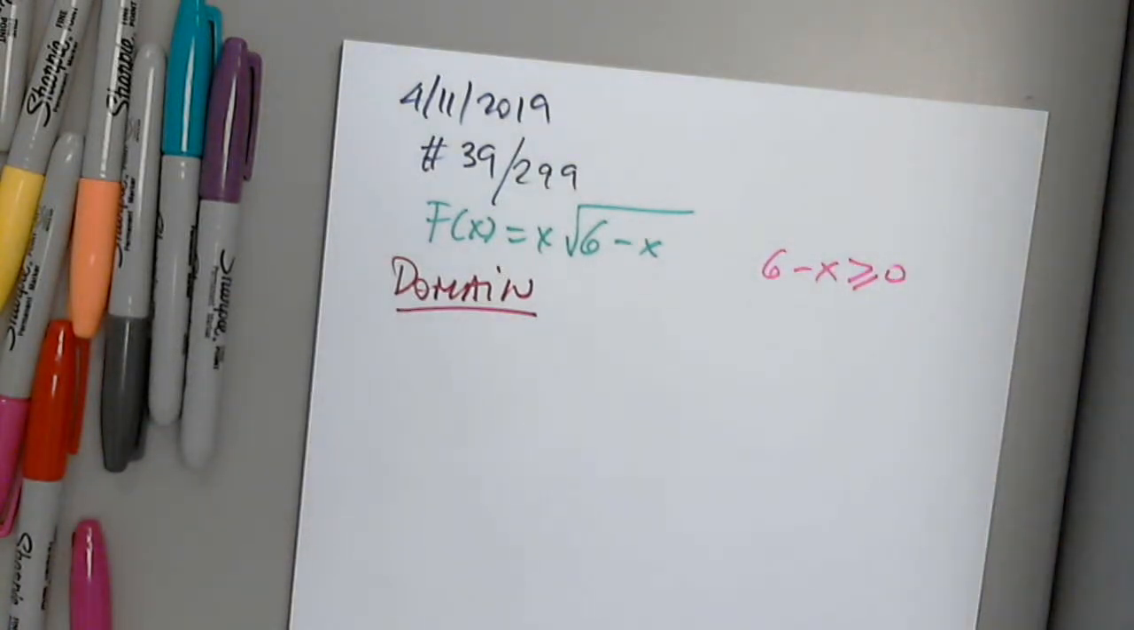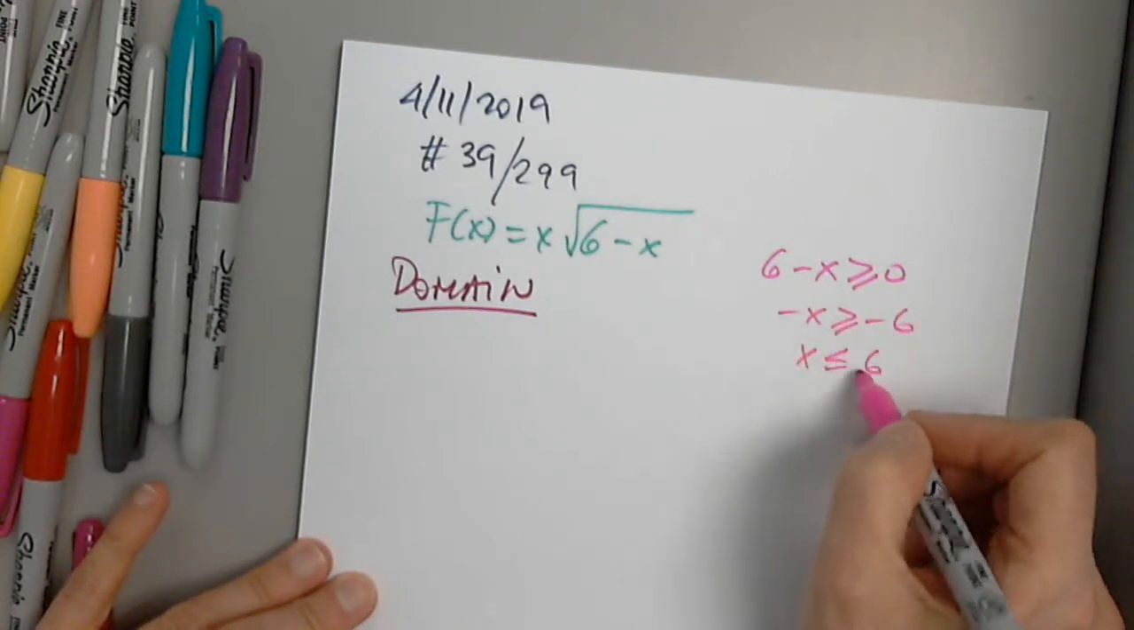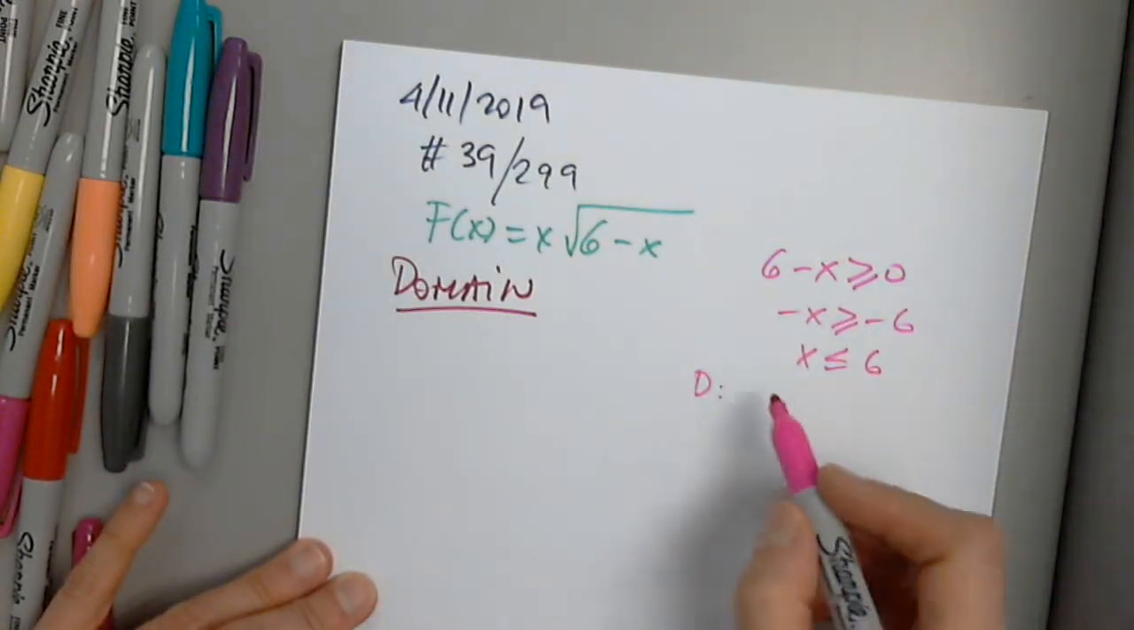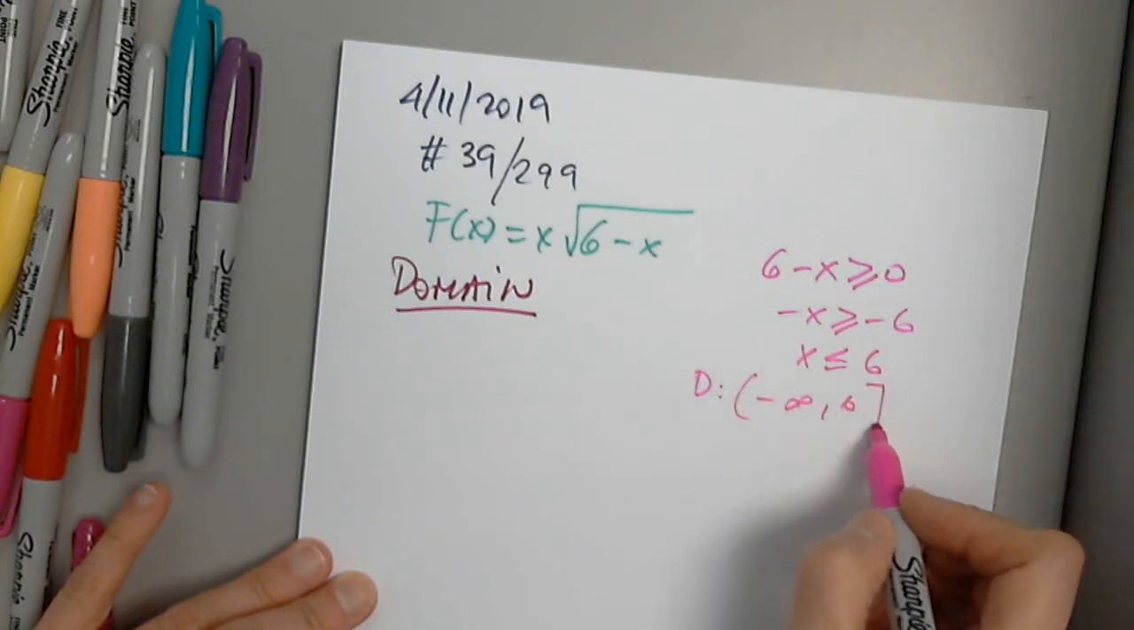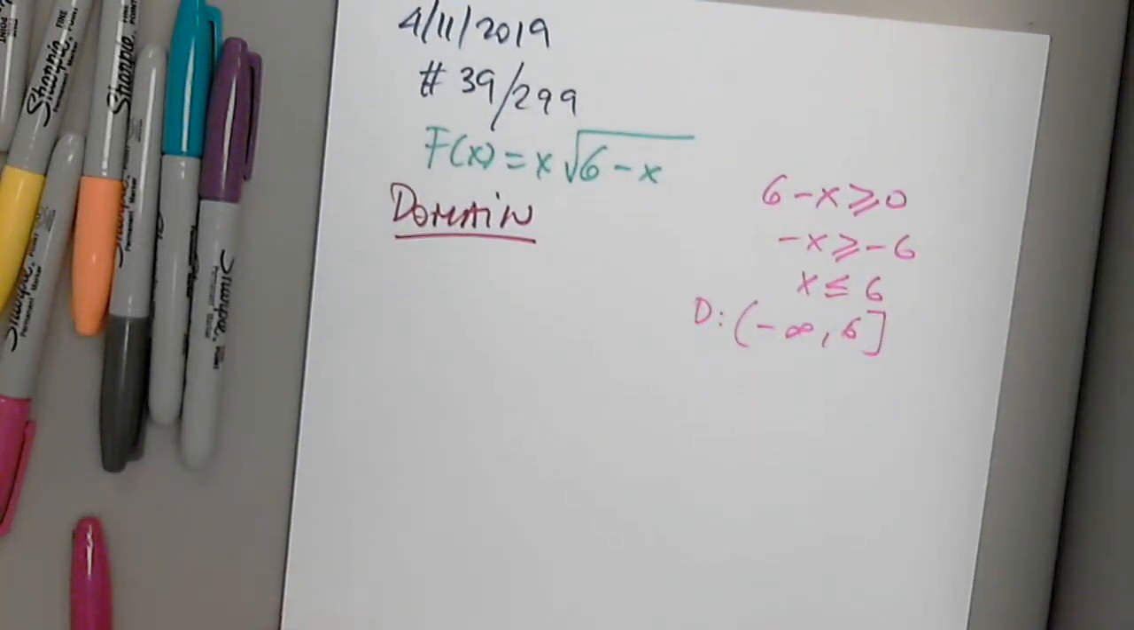Great job. Excellent. So the quantity under the square root must be greater than or equal to 0. Would you agree? Okay. So therefore, negative x is greater than or equal to negative 6, so x is less than or equal to 6. So here's the domain: negative infinity to 6. Any questions on the domain?